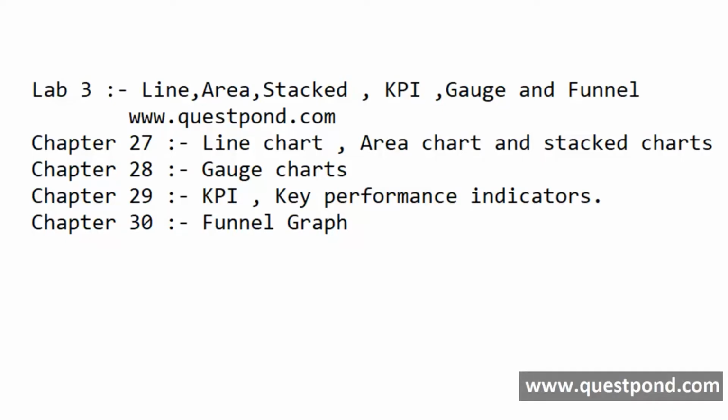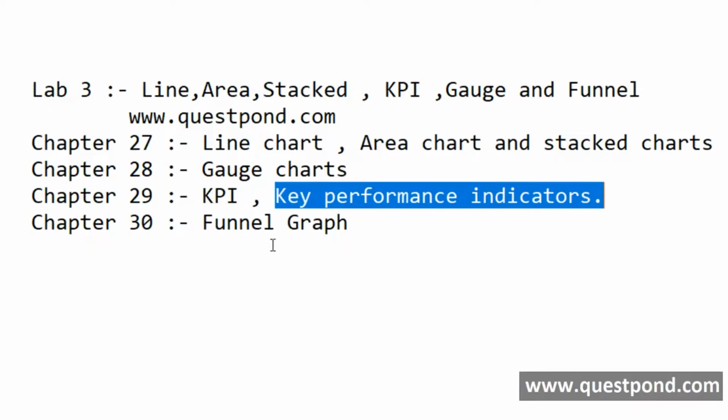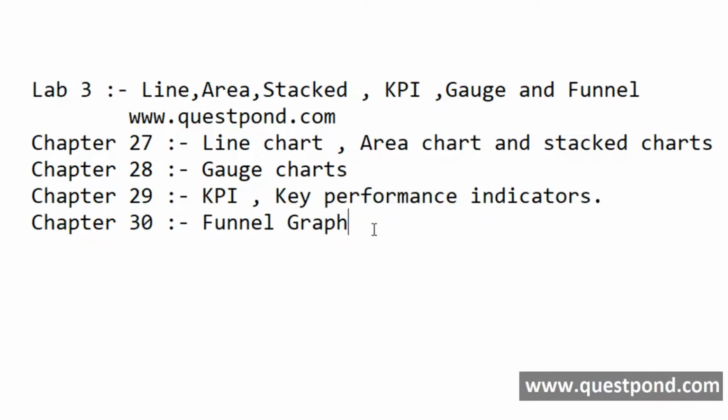So welcome to lab 3, and lab 3 is all about 5 important components which I'm going to cover in this lab 3. One is a line graph, area graph, stacked area chart, KPI, that is key performance indicators, and funnel graph. So this is like a 15 minutes of video, and we will go in depth into these 5 components. So let's get started.